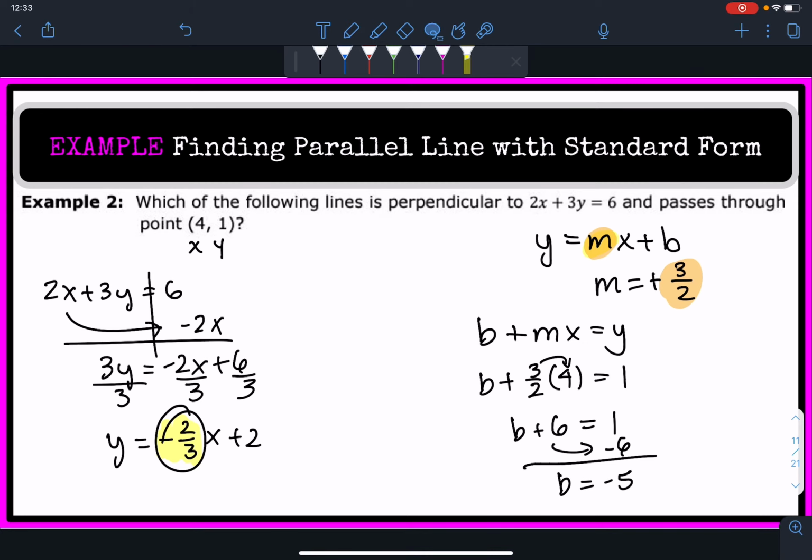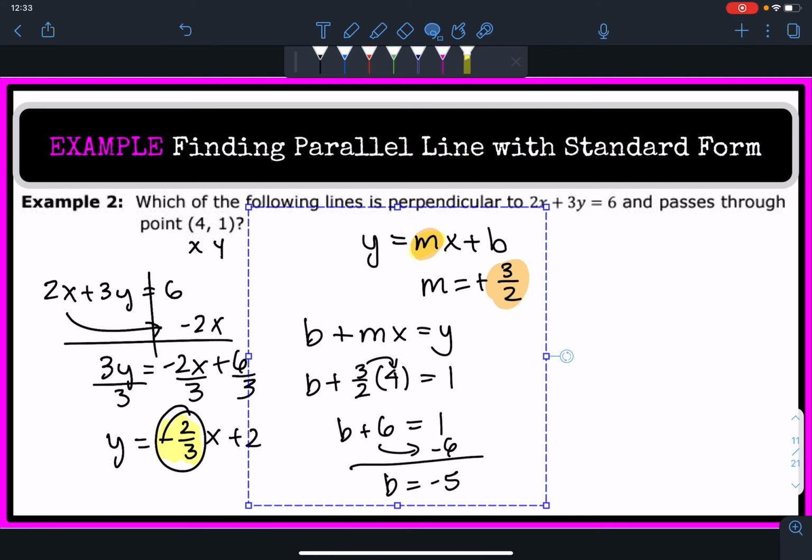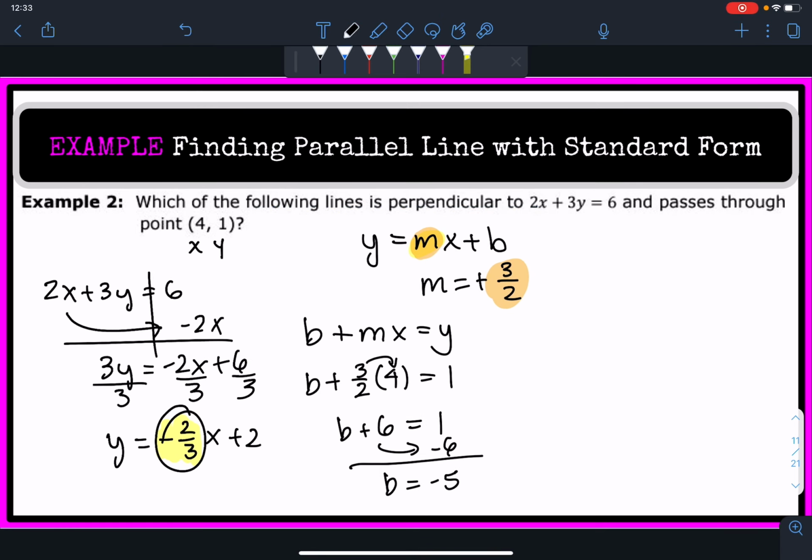Let me move all of this out of the way real quick. Let me move this over. And the equation of our new line, y is equal to mx, that's 3 over 2 x plus our y-intercept of negative 5.